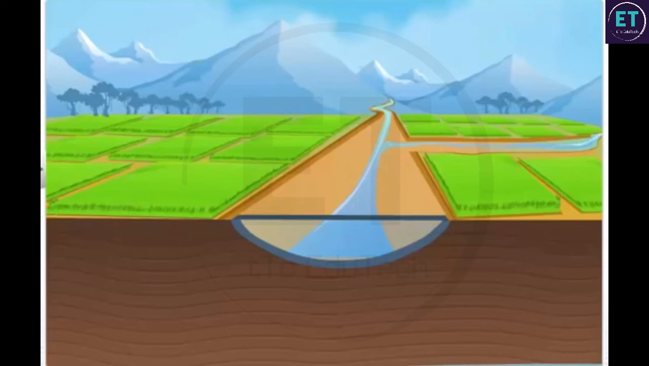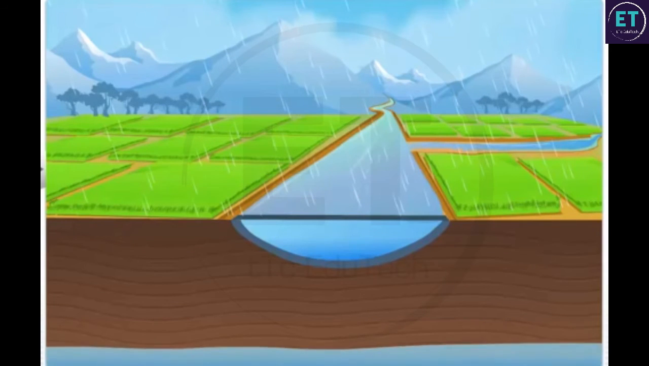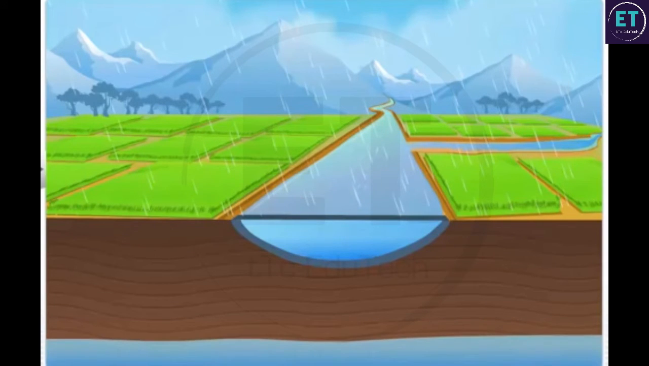Recent attempts to increase the availability of water involve rainwater harvesting. Rainwater is harvested in check dams, which increase the groundwater levels and reduce soil erosion.